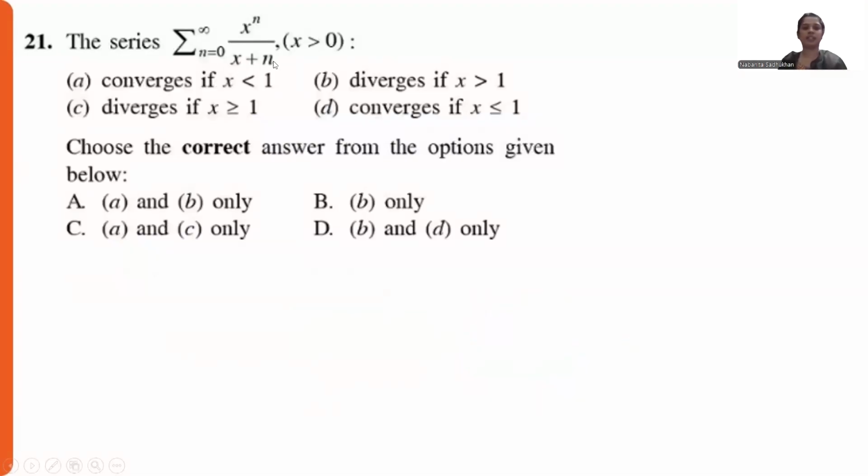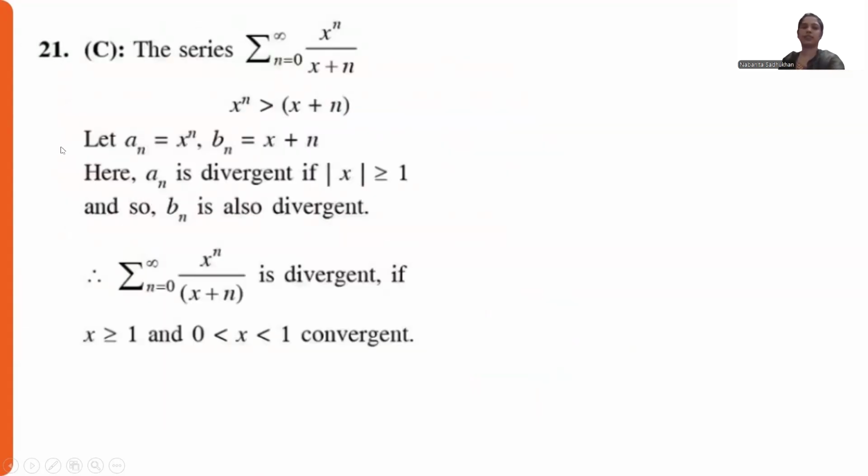Now we have to check whether this series is convergent, at which value of x the series is going to be convergent, right? The series is given by x to the power n over x plus n. Now x to the power n is greater than x plus n, then an is going to be x to the power n, bn is going to be x plus n.